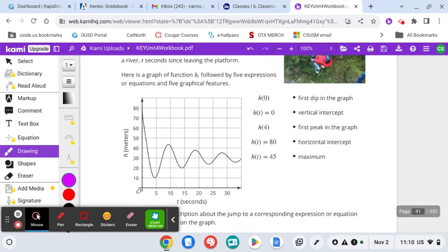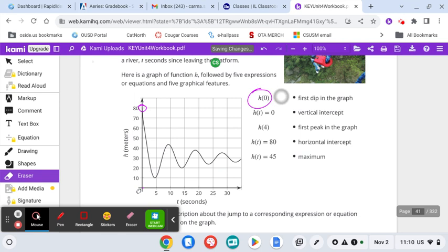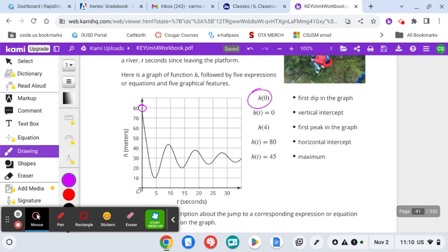So we're just doing lines to match these. What would h of 0 stand for? When the input is 0, so starting here at 0, where is my output? H of 0 is up at 80, and that represents our y-intercept, our vertical intercept. So we would connect h of 0 to vertical intercept.